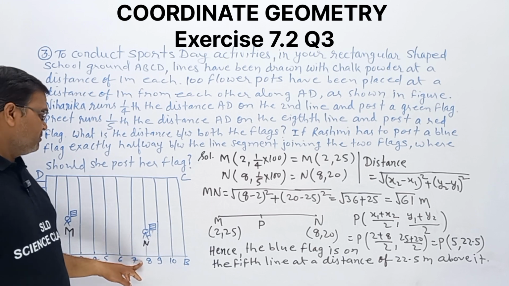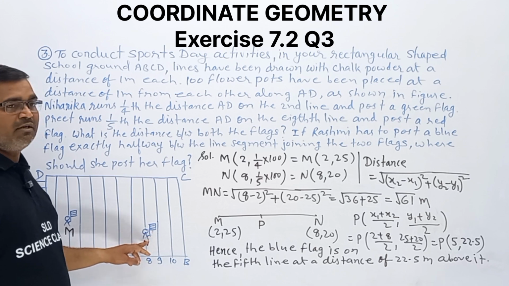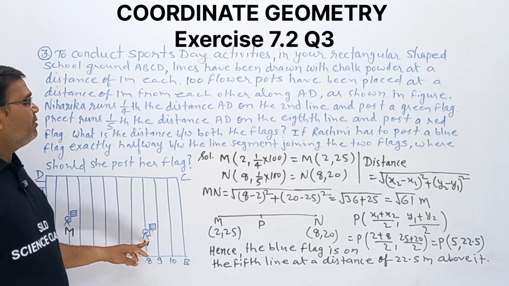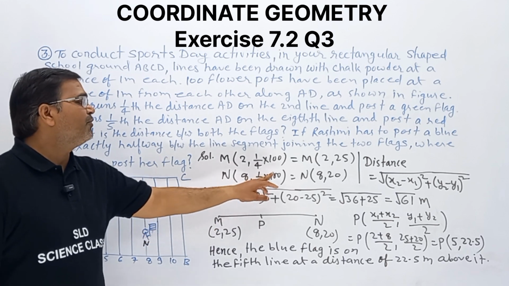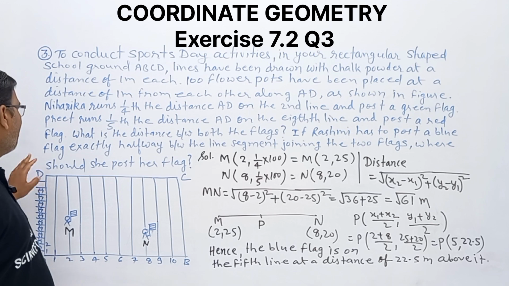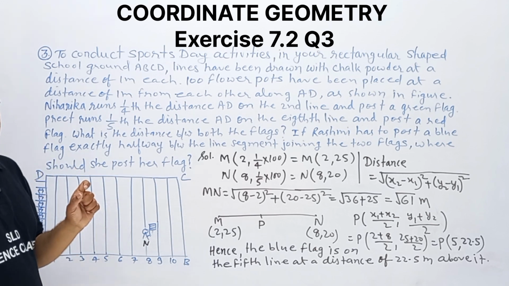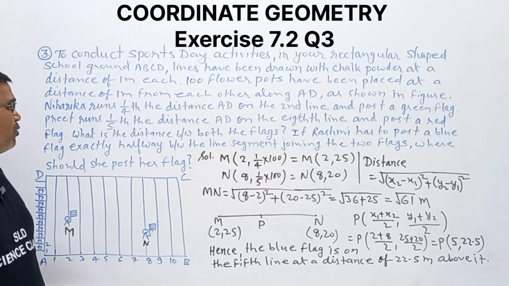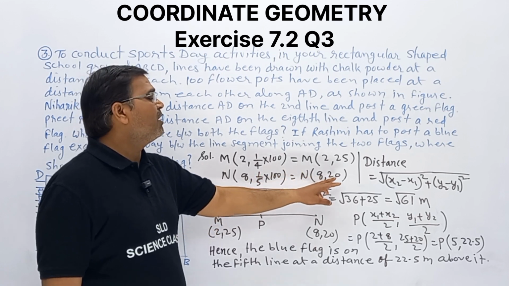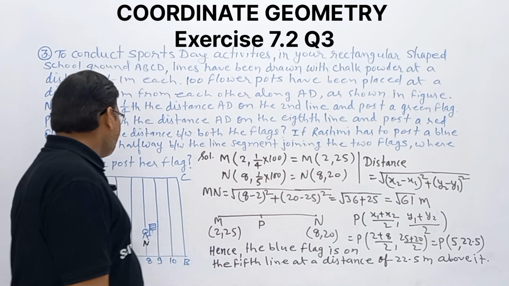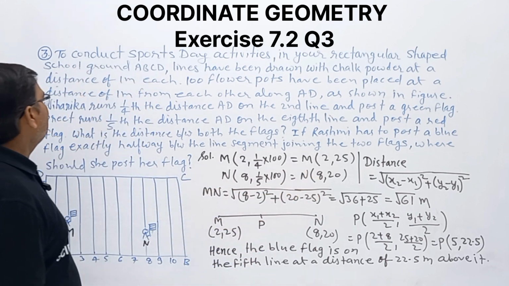Preet runs one-fifth the distance AD on the 8th line and posts a red flag. So what about the coordinates of this point? The x coordinate will be 8, and the y coordinate will be 1/5 of 100. Why? Because along AD we have 100 pots, and each pot is at 1 meter distance. So 1/5 of 100, solving, we get 8 comma 20. So the coordinates of point N will be 8 comma 20.